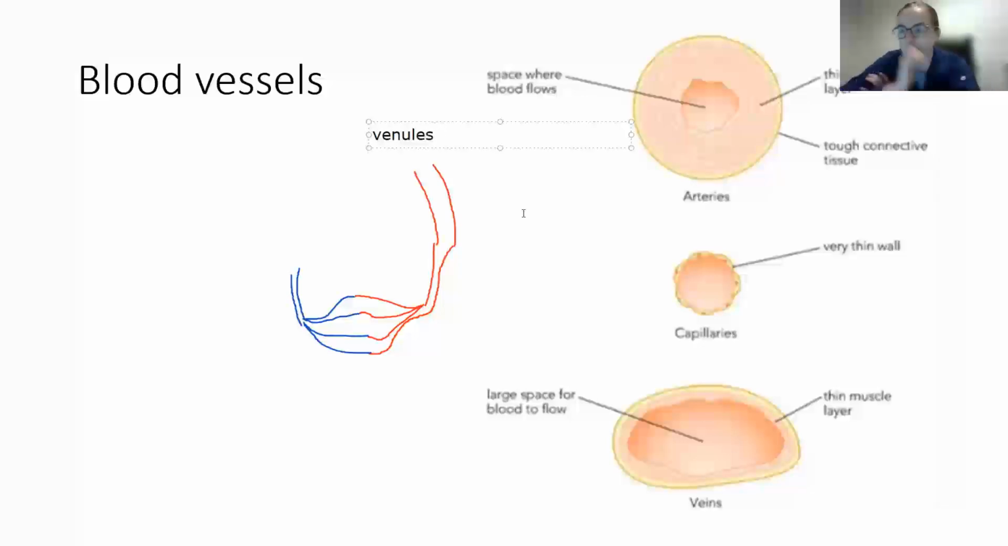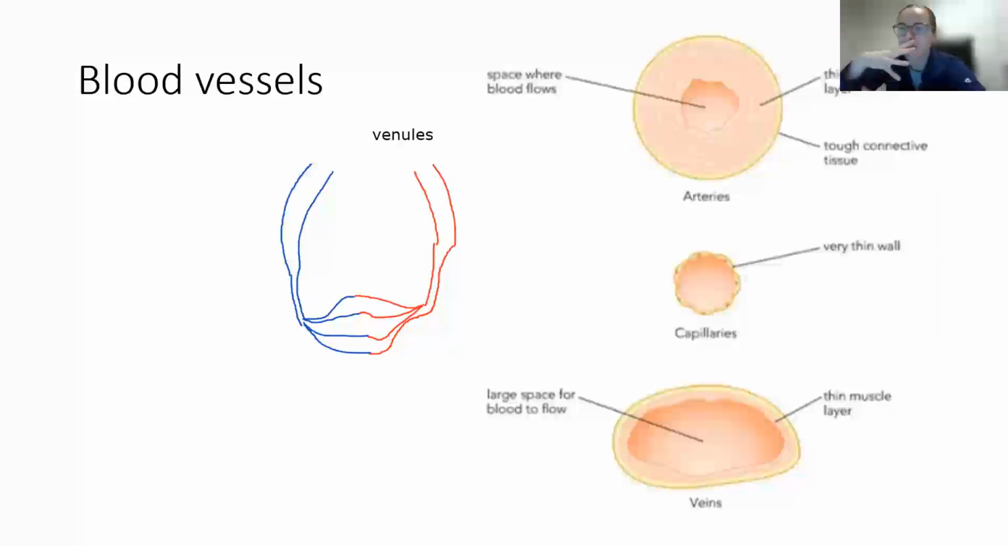Okay, that's how you spell that one. So venules connect the capillaries and the veins. Then next we get our veins. Again, they go bigger. As we get back to the heart, the vessels start to get bigger again. So we go arteries, arterioles, capillaries, venules, veins, back to your heart again.